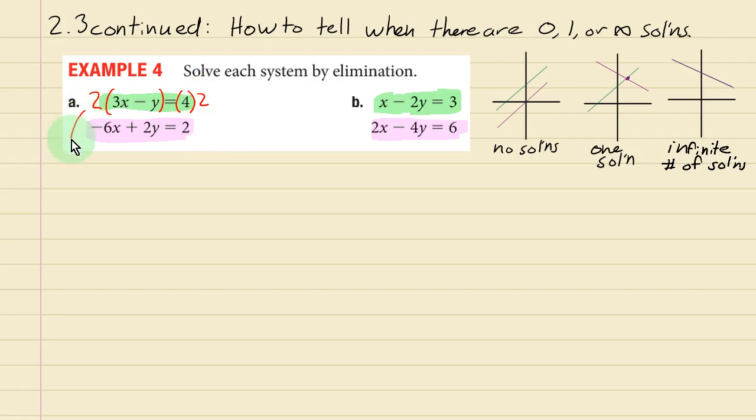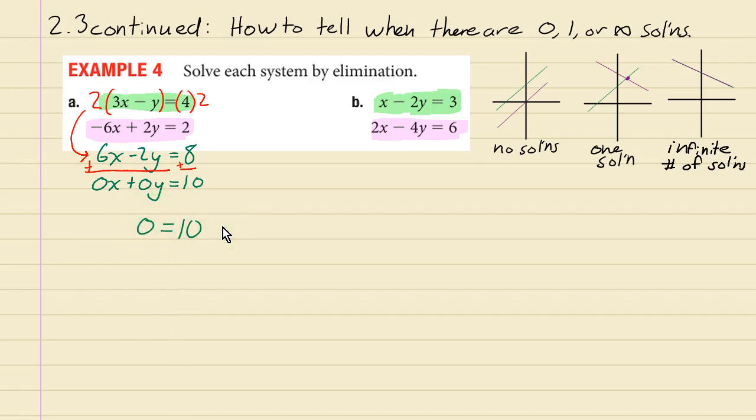That will give us this equation: 6x minus 2y equals 8. And then we can do the addition step here, where we add the left sides together and also add the right sides together. That gives you 0x plus 0y equals 10. Or in other words, 0x plus 0y is really just 0, so 0 equals 10.